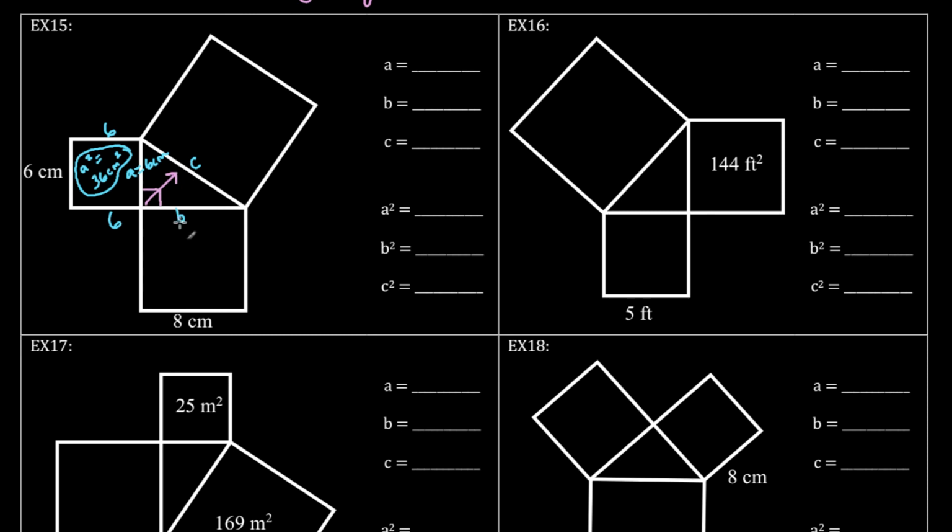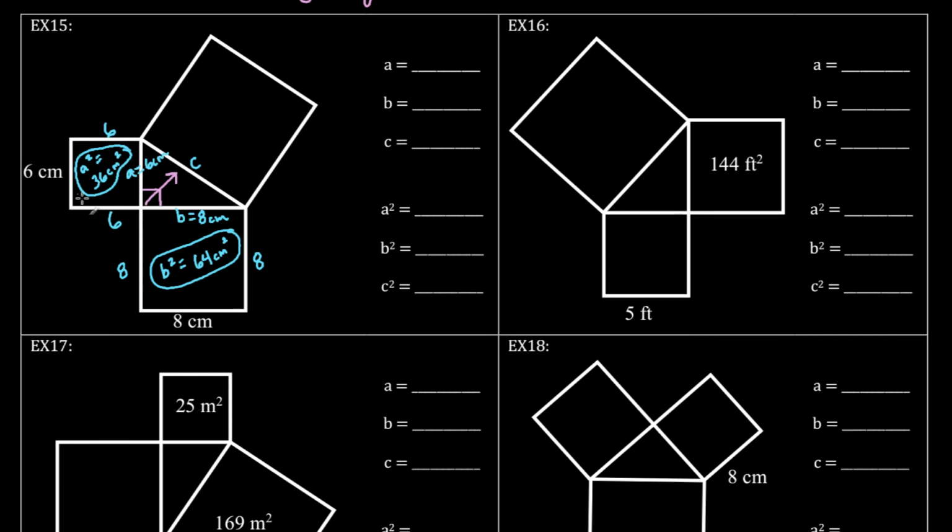And over here, if this is B, and we know that this is a square made with lengths B, we know that this is 8 centimeters, this is 8 centimeters, and this is 8 centimeters. So the area, which is B squared, is 8 centimeters times 8 centimeters, which is 64 centimeters squared. And this is a 10, 6, 8.